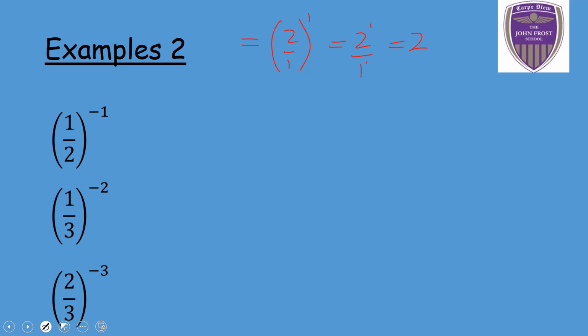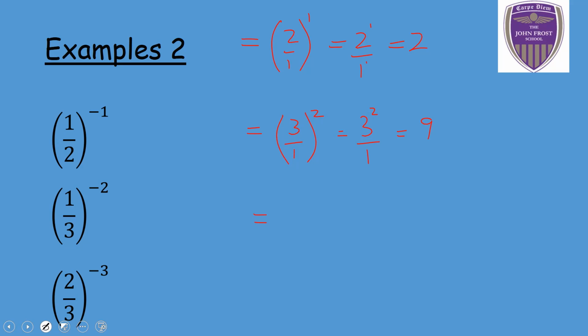So we look at our second example now. We've got 1/3 to the power minus 2. So we invert that, and we'd have 3 over 1 to the power 2, positive 2, which would be 3 squared over 1 squared. 3 squared is obviously 9, and 9 divided by 1 is 9.